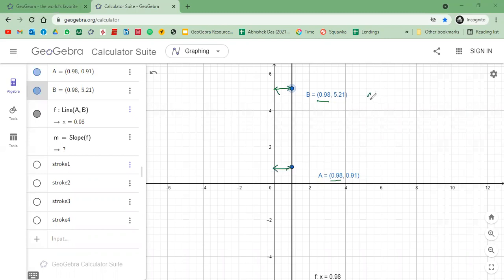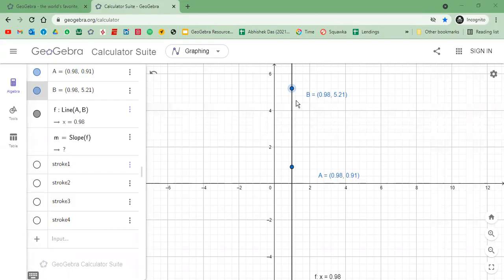Now, if you apply the formula for slope, m is equal to 5.21 minus 0.91 divided by 0.98 minus 0.98, which is 0. Now we cannot divide a number by 0, and hence we'll get this to be not defined, right?